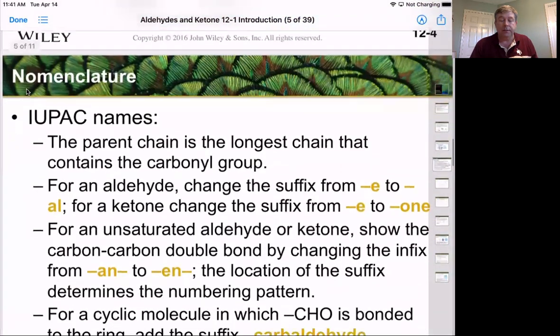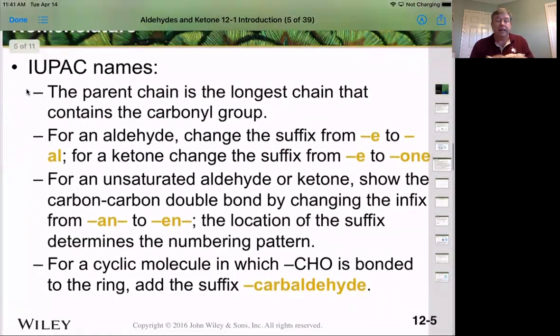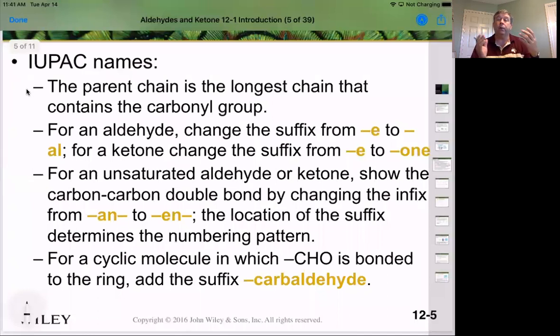Let's talk about nomenclature first. We usually start with the longest chain that contains the carbonyl. If it's an aldehyde, we drop the E at the end and add Al. So if it's pentane, but it has an aldehyde on it, you call it pentanal. If it's pentane, but you have a ketone on it, you drop the E and add ONE, and so you have pentanone. So aldehydes are al, ketones are one.